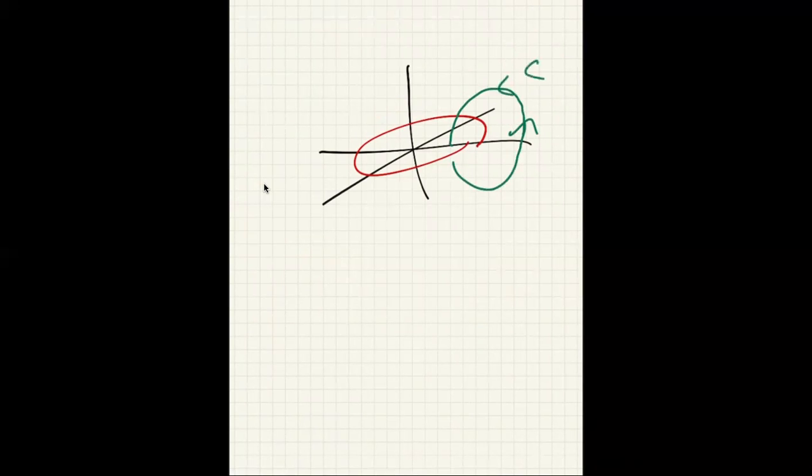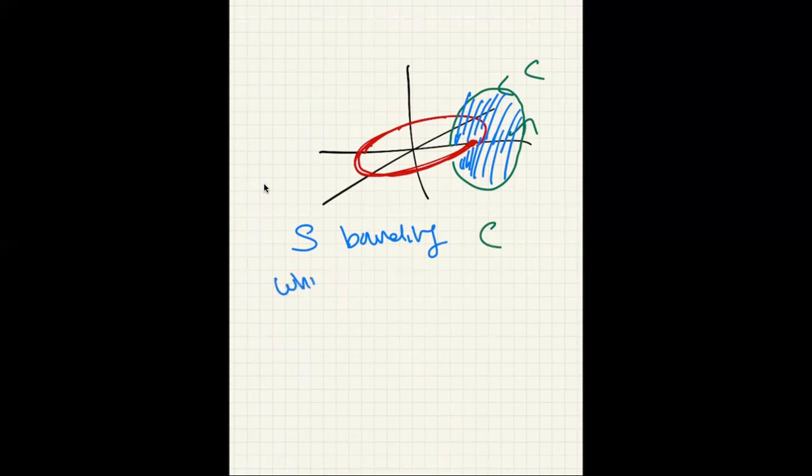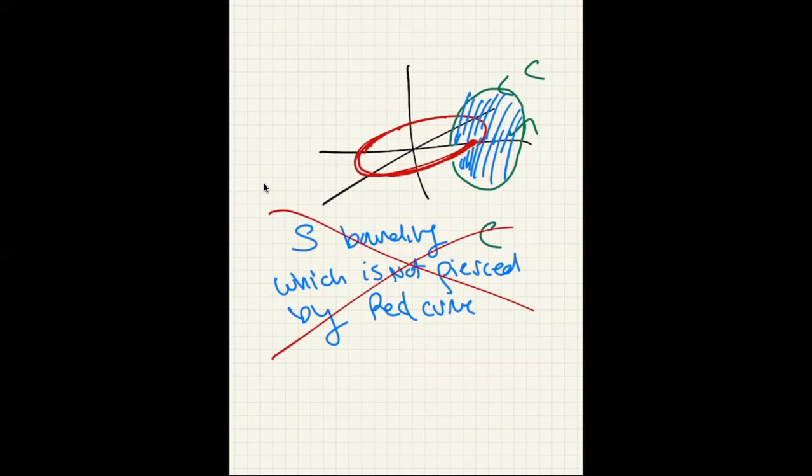And unfortunately, or fortunately, in my opinion, fortunately, there is no way you can fill in this disk without the disk ever getting punctured by the red curve. No matter how you fill it in, this red curve has got to puncture the blue curve. So no matter what, there's no way you can draw a surface S bounding C, which is not pierced by the red curve. This is impossible. You can never find such an S, no matter how you draw it.